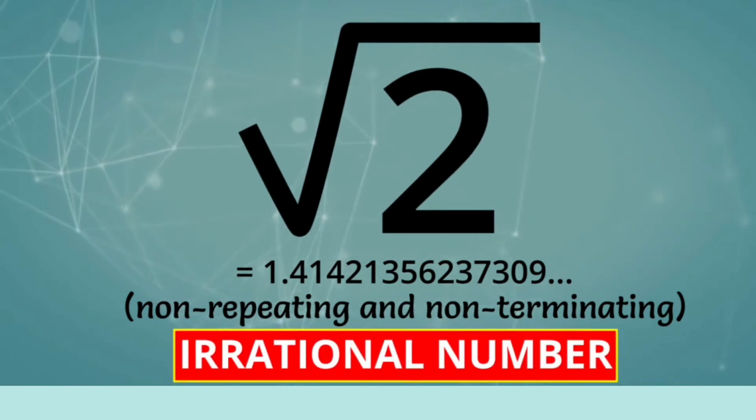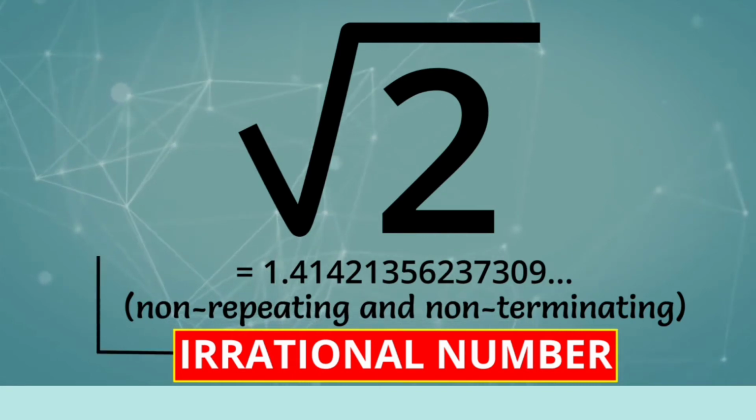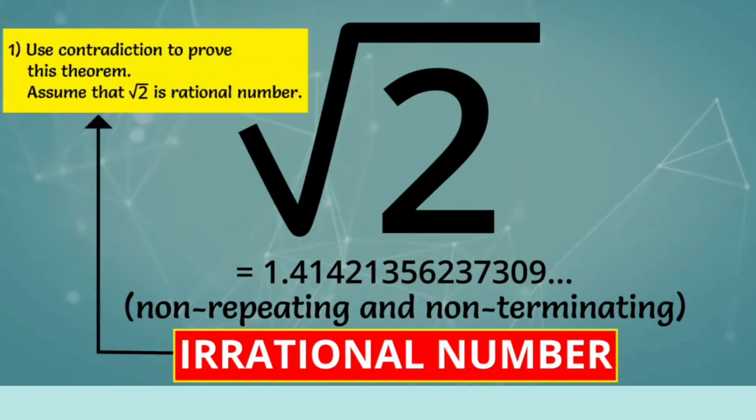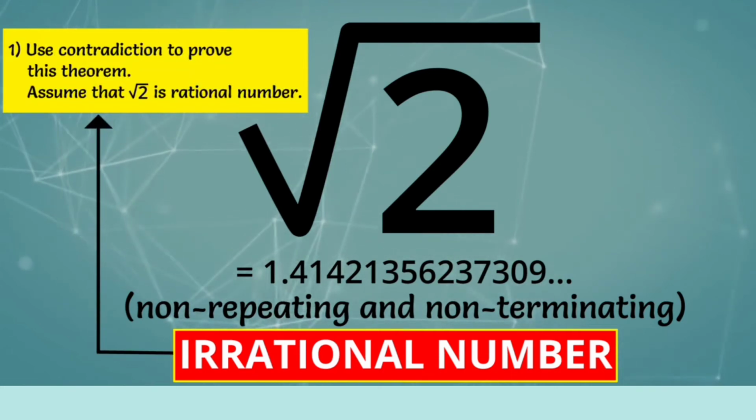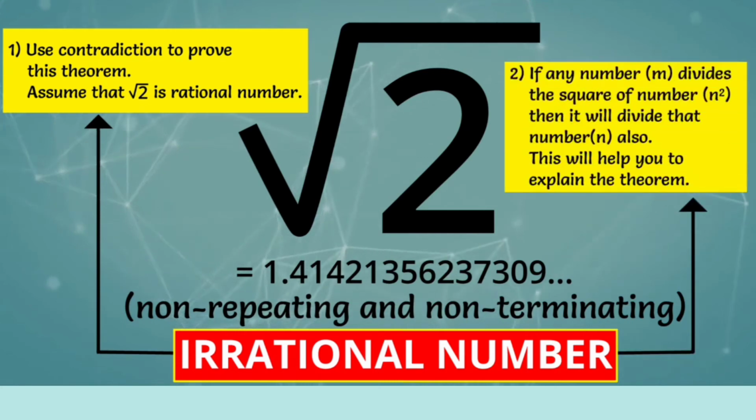But when we have to prove this with the help of a theorem, we have to remember two important points. First, we are going to use contradiction to prove this theorem. That means we will assume that root 2 is a rational number. Second, if any number divides the square of a number, then it will divide that number also. This will help you to explain the theorem.